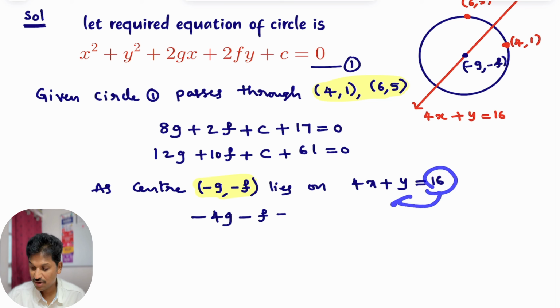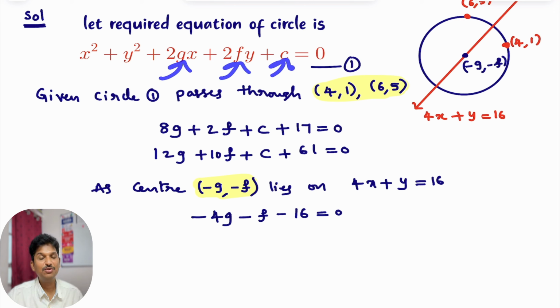You take the 16 to the left hand side, so minus 16 equal to 0. What I am trying to say is, I want to find the G value, F value, C value. Three variables you need to find. Now we have three equations in terms of G, F, C. So by solving them, you can easily get the values of G, F, C.